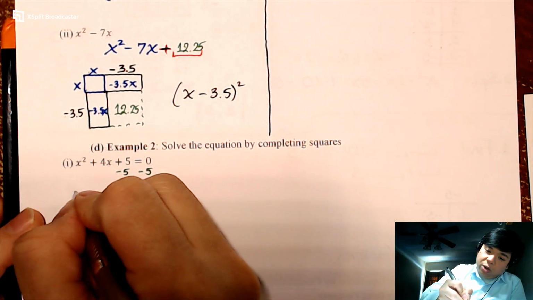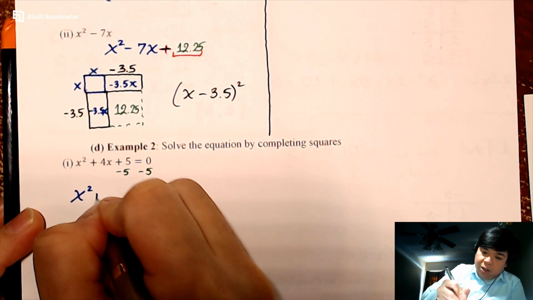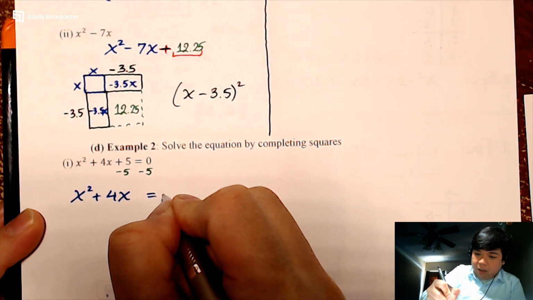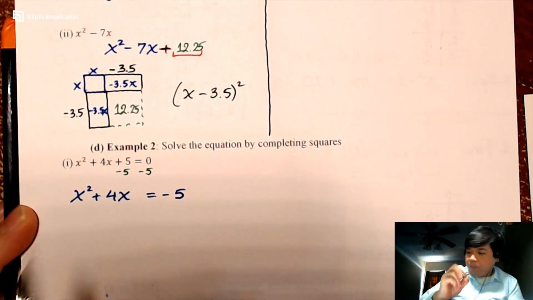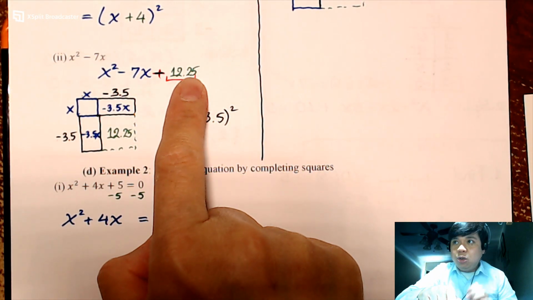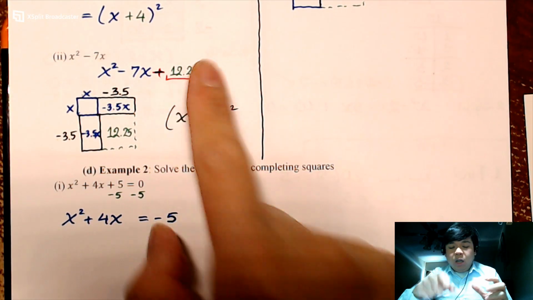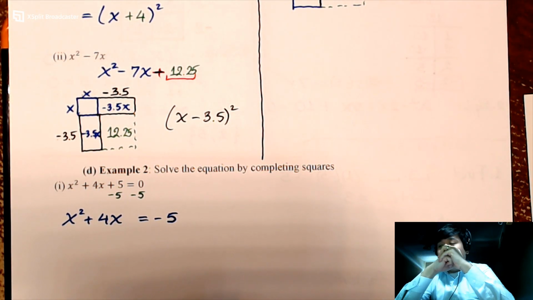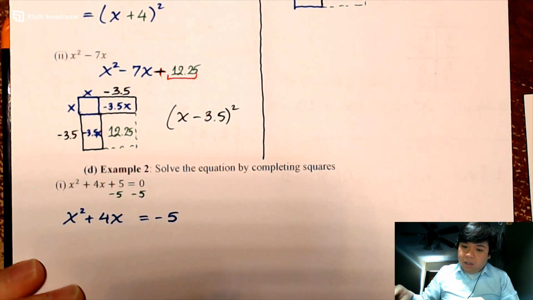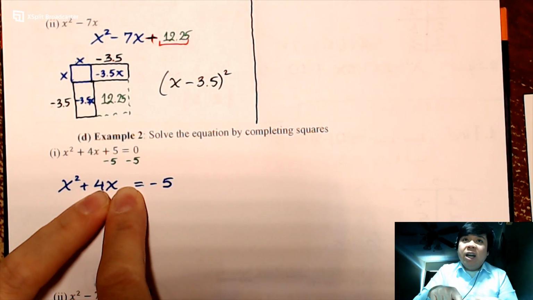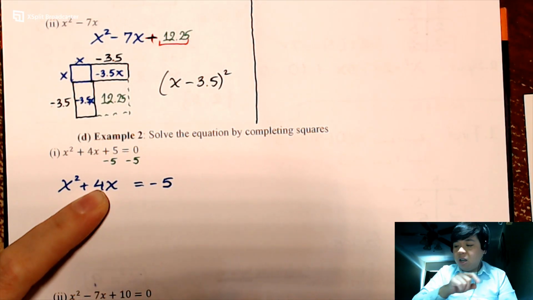So we end up with what? x squared plus 4x equal to -5. Okay. Now instead of finding the third number to add to it and make a complete square, we can just find a number that we add on both sides. So I will find something to add here to make it a complete square, and if I add on this side, I have to add on that side.